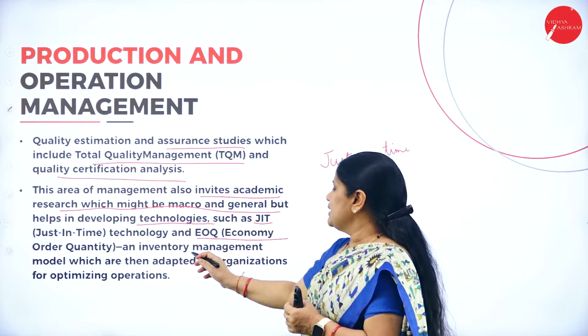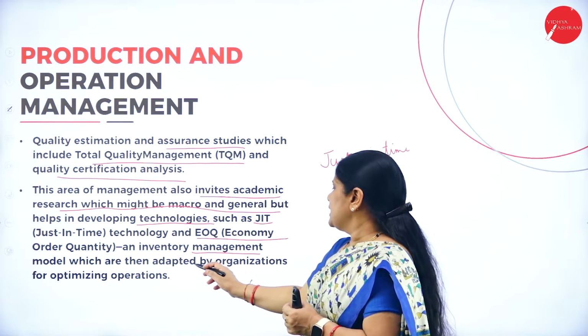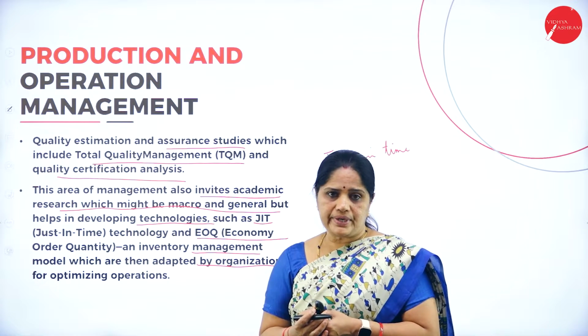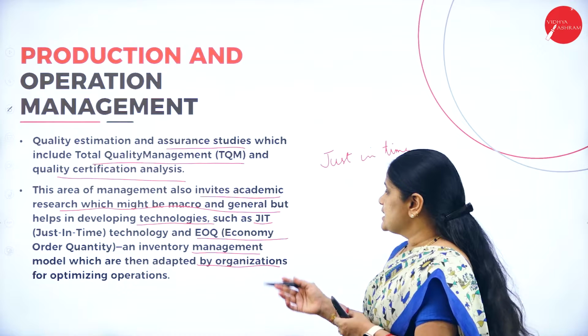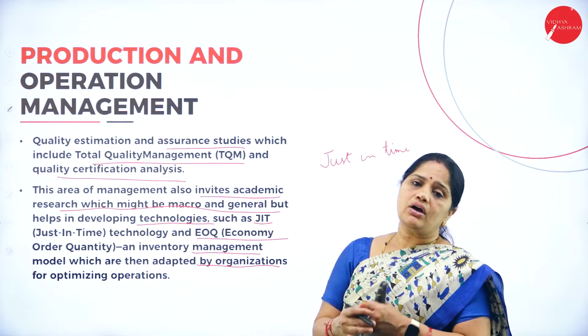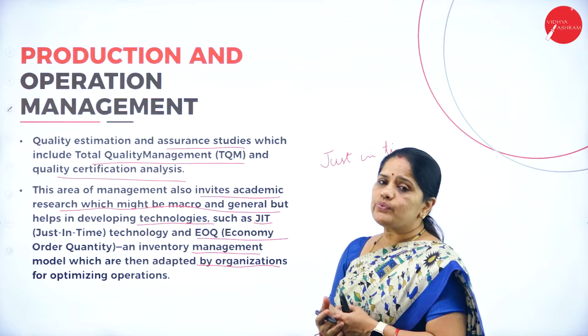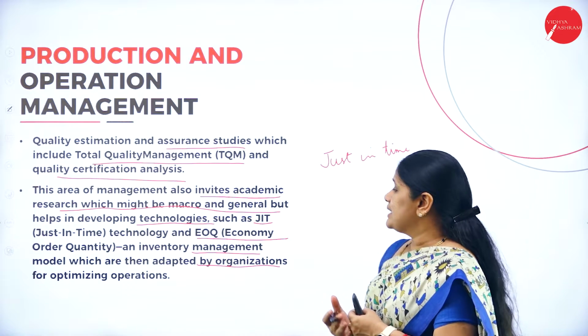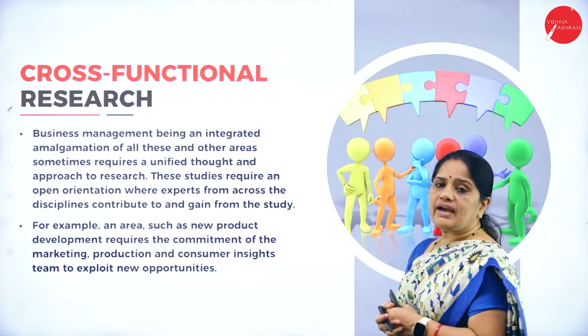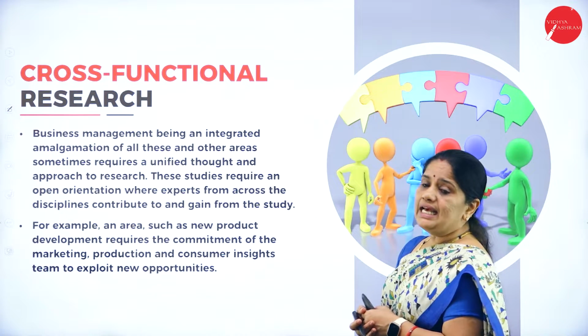Then there are inventory management models, which are adapted by organizations for optimizing operations. So, right now we have the just in time and the EOQ models, and research is going on to see what are the various ways in which we can optimize the operations of the company. The next we have the cross-functional research.